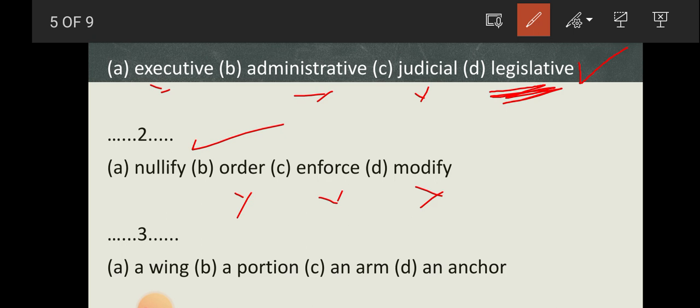So the Senate, being a legislative body, does not have the power to enforce, modify, or order the executive action of the president. You understand now? The Senate, being a legislative body, doesn't have the power to enforce, which is the C option, to modify, which is the D option, or to order the executive action of the president. So that's why they only have the power to nullify.